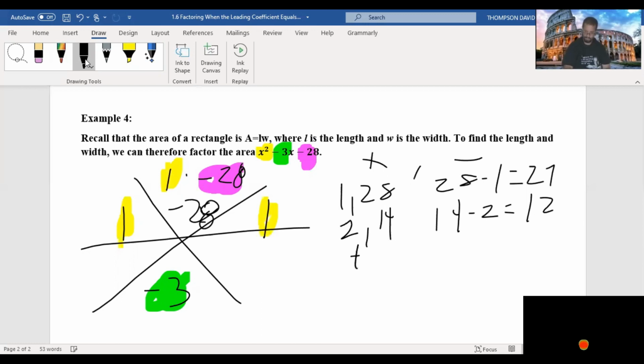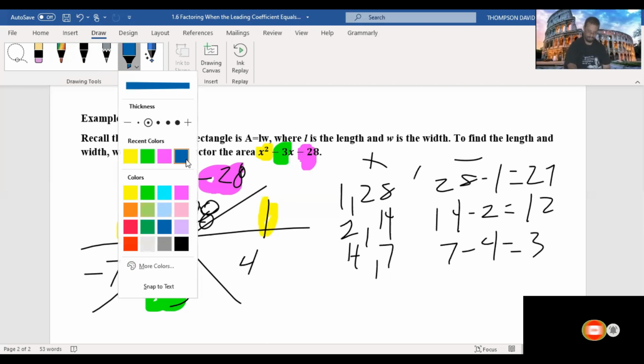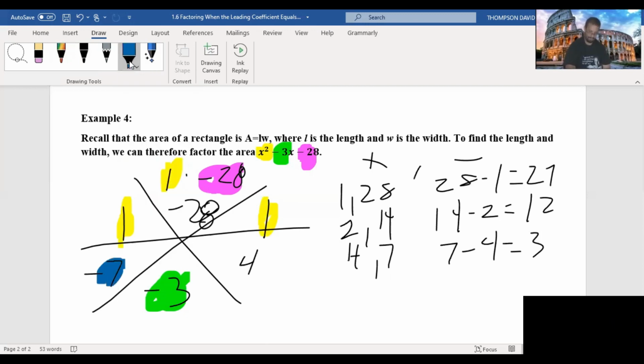We have 4 and 7. 7 minus 4 gives me 3. That helps, but we have to switch the signs because we want negative 3. So the 7 has to be negative. The 4 has to be positive. We'll highlight that in blue.